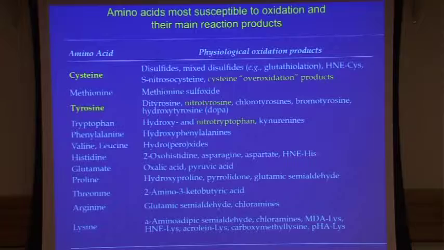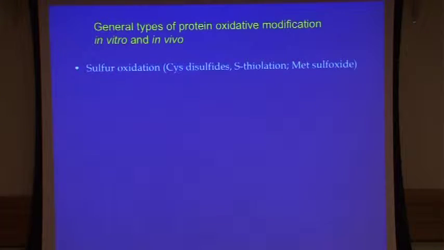So there are a lot of modifications that you can see, you can fish for, and you can measure in oxidized proteins in vitro and in vivo. And you can quantitate now with the power of HPLC coupled to MS with appropriate standards. You can measure the amount in nanomoles per milligram protein of each of these modifications if you wish. So, sulfur oxidation, as we said.